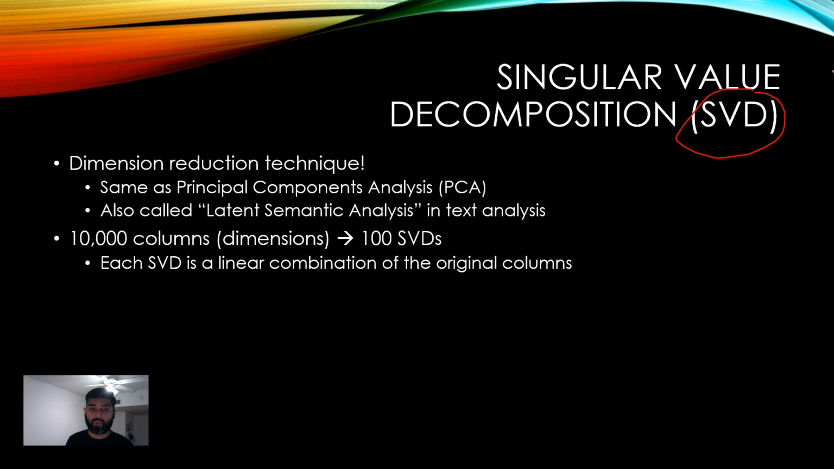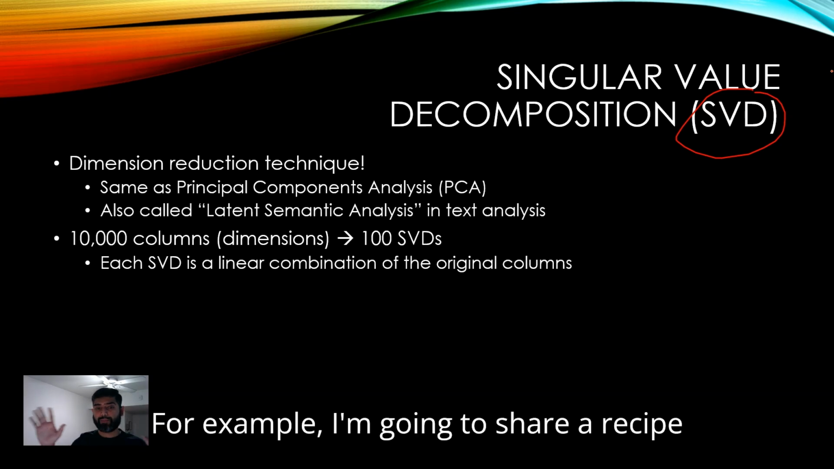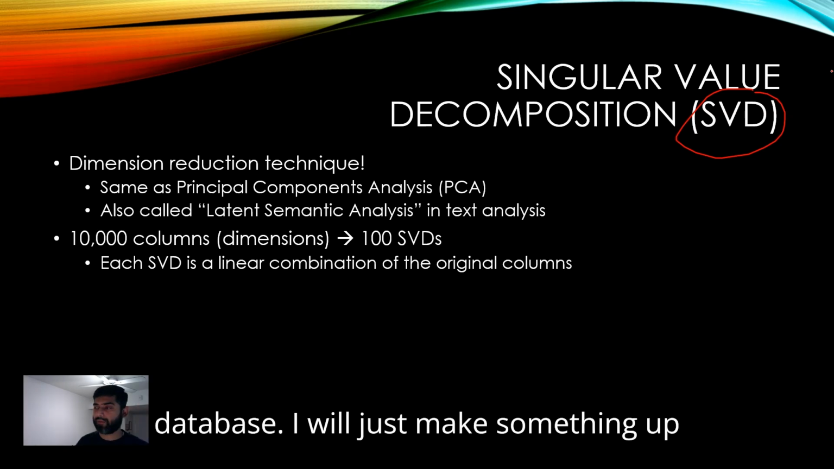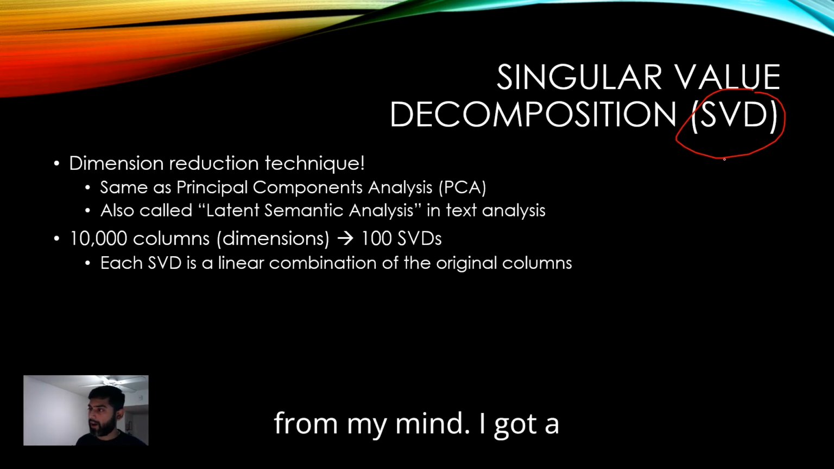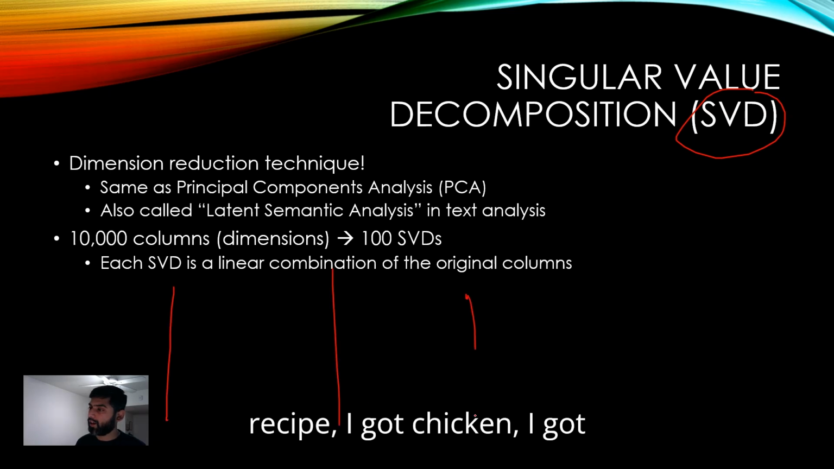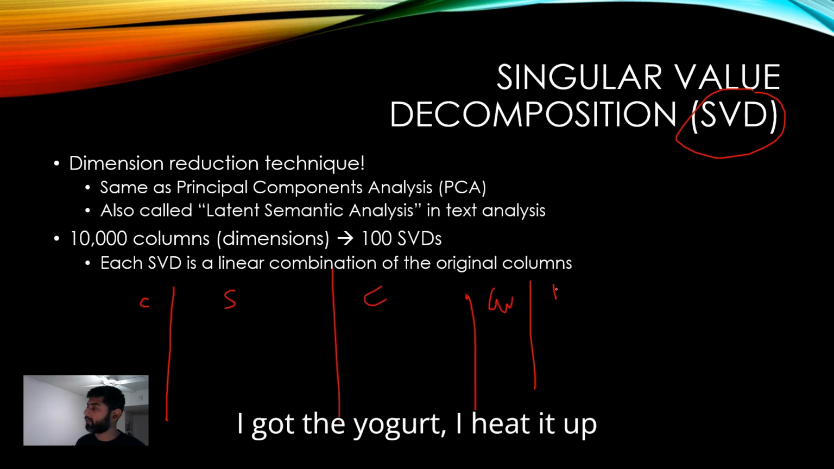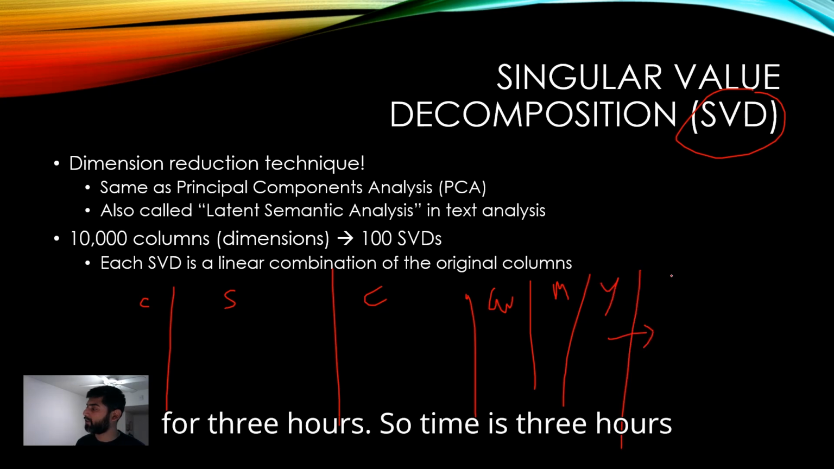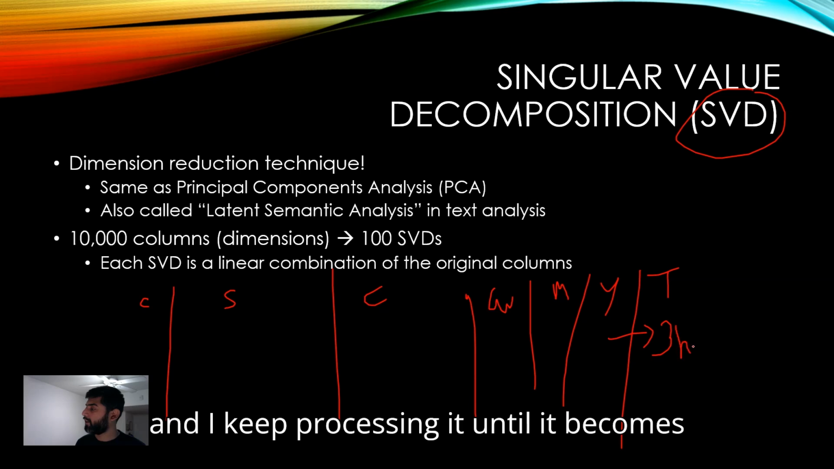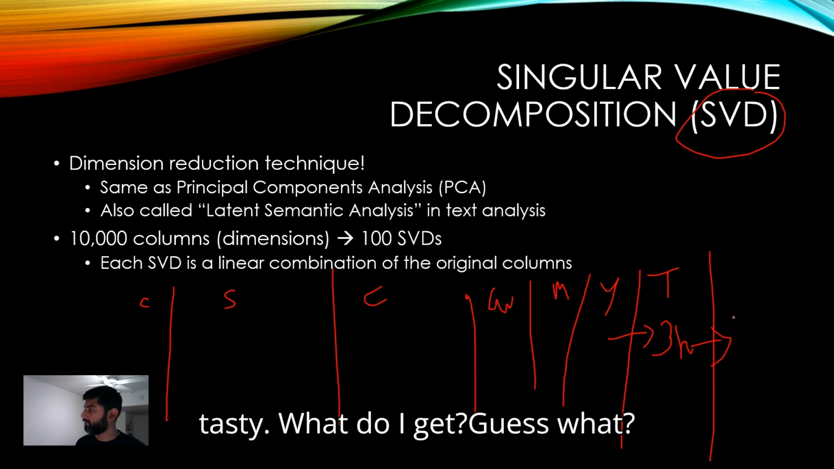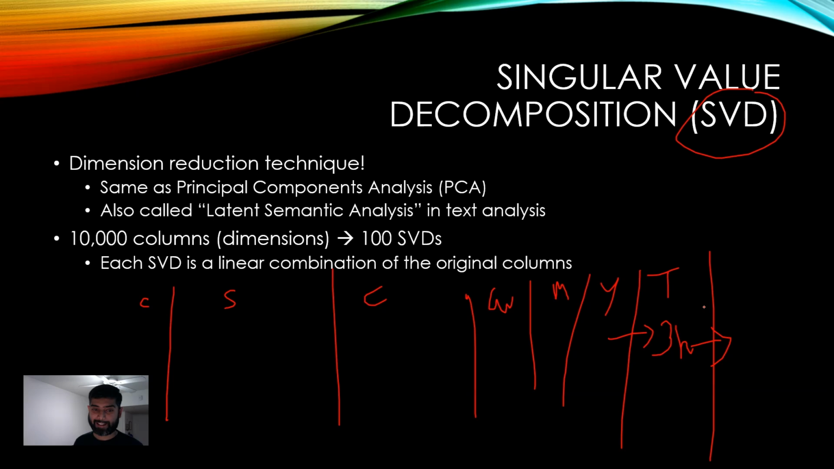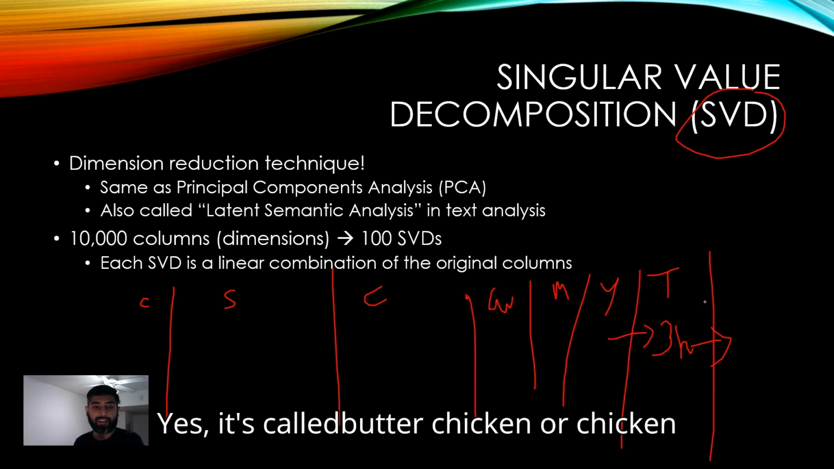How do we do that? Well, let me share an example with you. For example, I'm going to share a recipe database. I'll just make something up from my mind. I got a recipe. I got chicken. I got salt. I got curry, cumin. I got marination done. I got the yogurt. I heat it up for 3 hours. So time is 3 hours. And I keep processing it until it becomes tasty. What do I get? Guess what? Yes, it's called butter chicken or chicken curry.